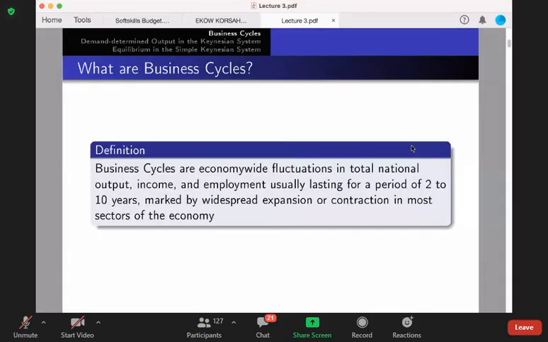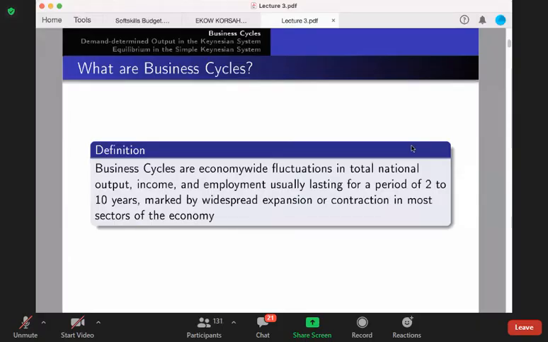Now let's look at what business cycles are. When we say business cycles, we are looking at economy-wide fluctuations in national output, national income, and national employment, and it lasts for a period between 2 to 10 years. It is marked by widespread expansions and contractions in most sectors of the economy. Let's look at the GDP values over a period of 2 to 10 years. Are we seeing any periods of expansion, any periods of contraction? So that is what a business cycle is.